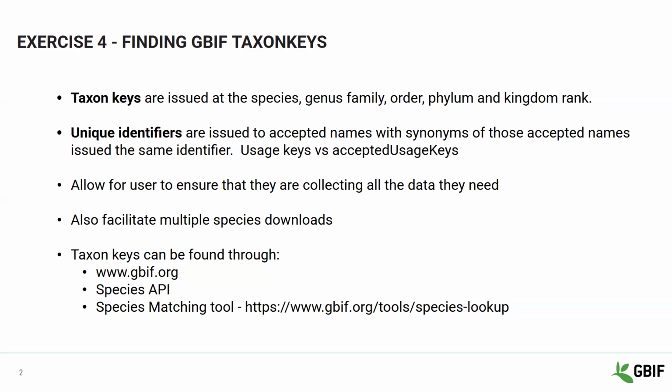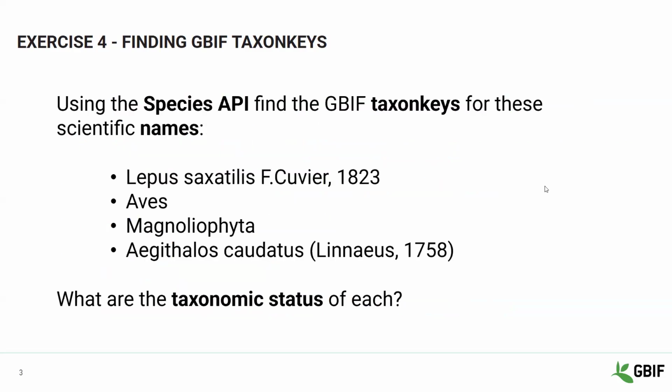Taxon keys can be found on gbif.org. We can use the species API, or we can use the species matching tools. So what we can do is use the species API to get the taxon keys for these 4 entities that we have listed, and then we can compare the results.